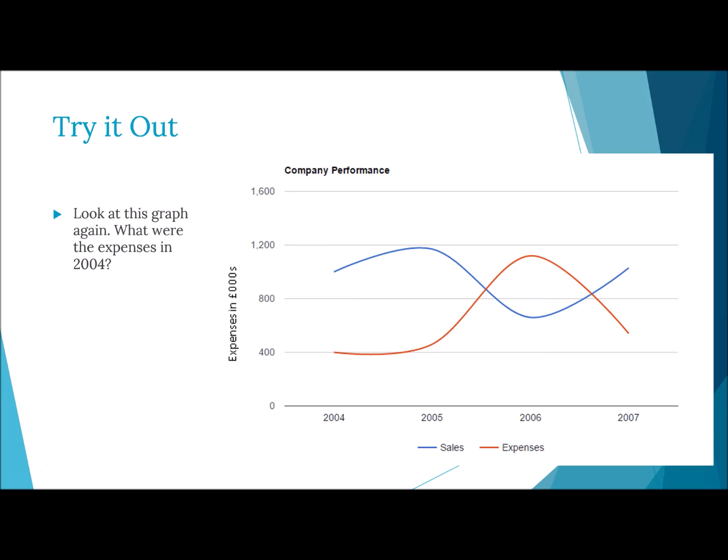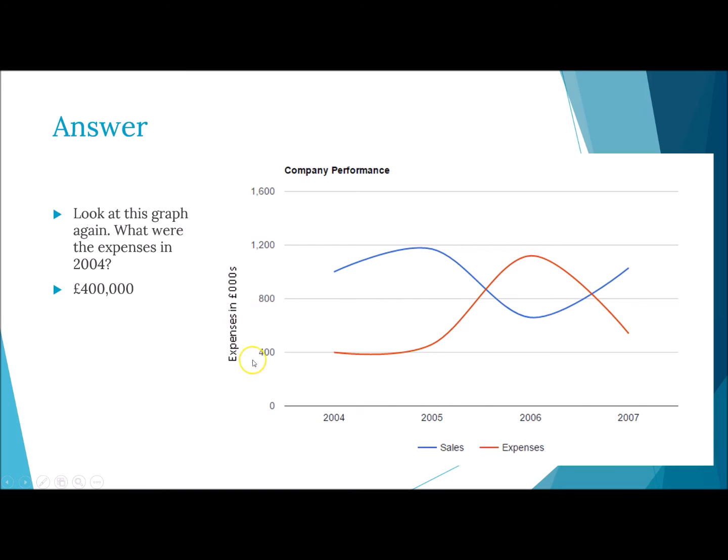Look again at the graph we analysed before. What were the actual expenses in 2004? What's the amount of expenses? Okay, and the answer is 400,000. If you just said 400, you didn't look here at the label.